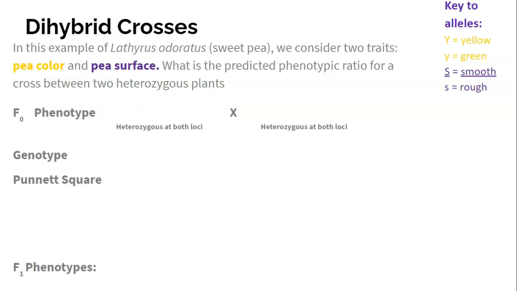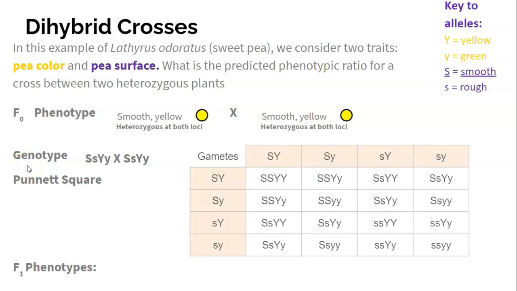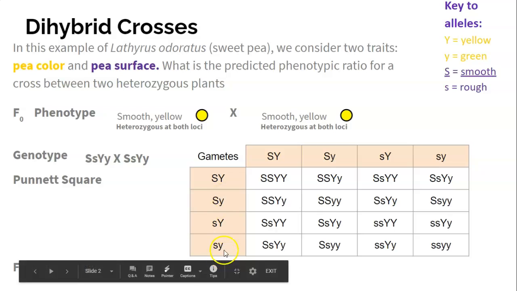For this cross, we're crossing two traits, the color and the surface of peas. So we're going to cross two heterozygous plants. You can see that for heterozygous, they're both going to be smooth and yellow, because smooth and yellow are my dominant traits. My genotype for both of them is going to be heterozygous. And when I put my Punnett square up, you can see my gametes at the top and on the side.